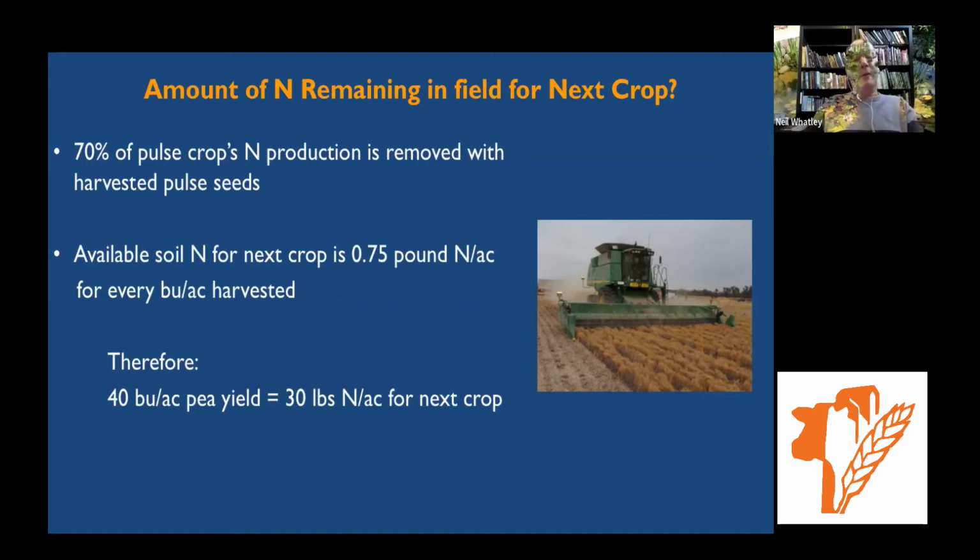And so the research is saying that available soil nitrogen for the next crop is 3/4 of a pound of nitrogen per acre for every bushel to the acre harvested. So a 40 bushel pea crop would be 30 pounds of nitrogen for the next crop. So that's a nice ballpark figure that the researchers have supplied for us. This, of course, is for an average field that hasn't been hit with hail or something like that to reduce its yield, but this is just a general statement, and it's good to know that.